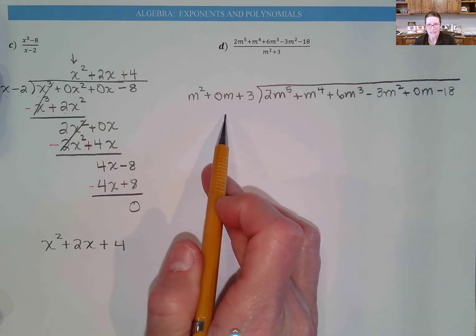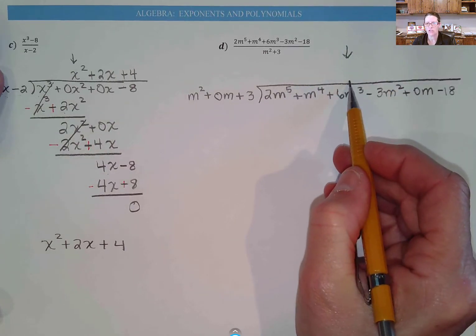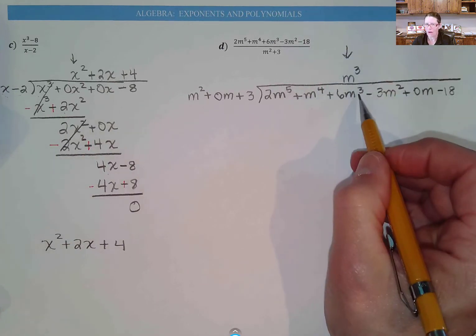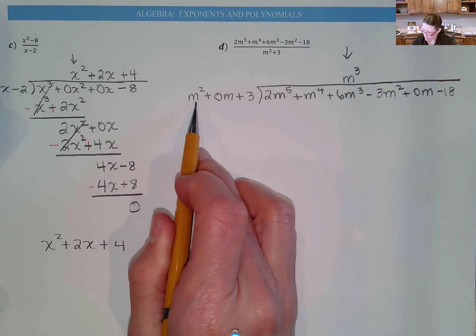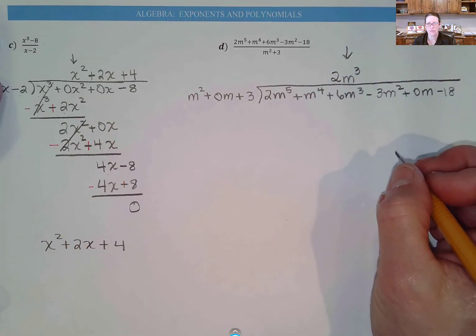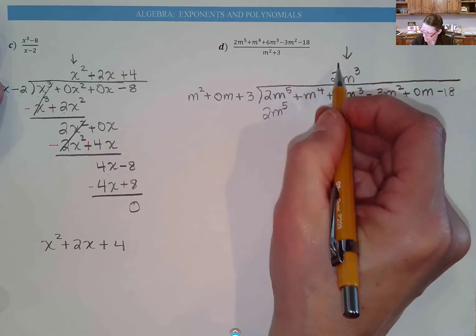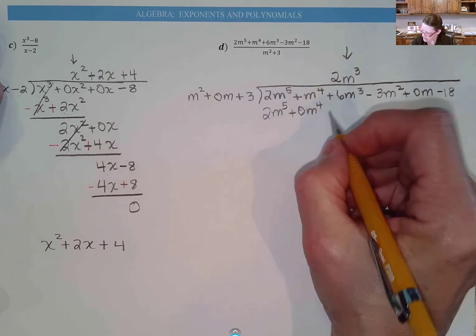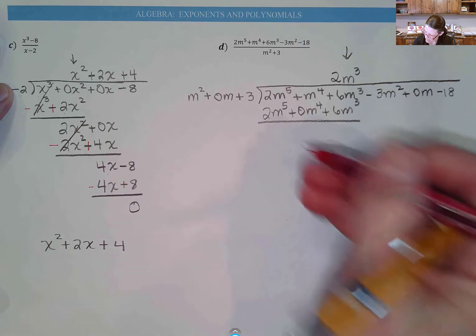Now our divisor has 3 terms, so we're going to look at our first 3 terms in the dividend and begin our answer right here. And so we know our answer is going to begin with something m to the third power, don't we? Because this is the m to the third column. Well, let's look. M squared divides into 2m to the fifth, 2m to the third times. Multiply back. 2m to the fifth plus 0m to the fourth plus 6m to the third. Subtract.